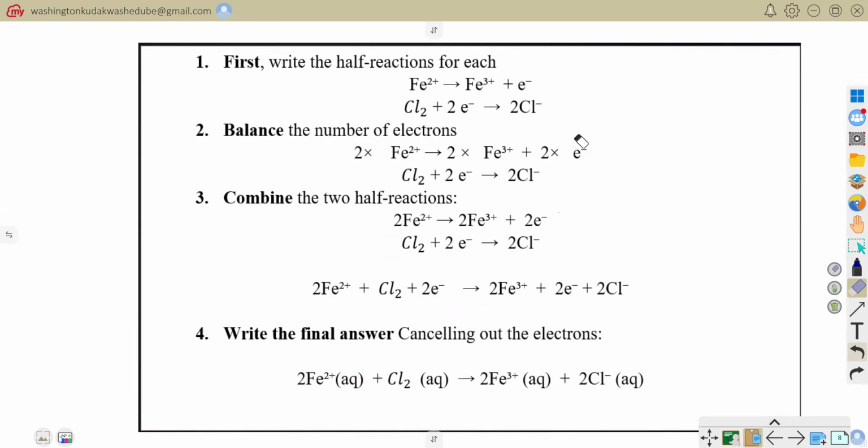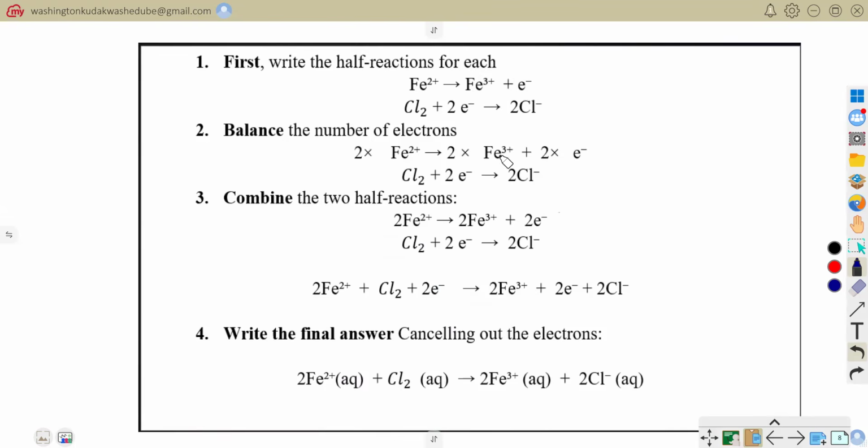So first, you need to write your half reactions. And these are the half reactions. And when we say half reactions, you need to actually get to write the full half reactions where you are saying iron 2+ forms iron 3+. How does it form iron 3+? It needs to lose an electron. And then chlorine forms 2 chloride ions. How does it form a chloride ion? It has to gain electrons. And then now, looking at the what? At the electrons, we need to balance the electrons being lost and the electrons being gained.